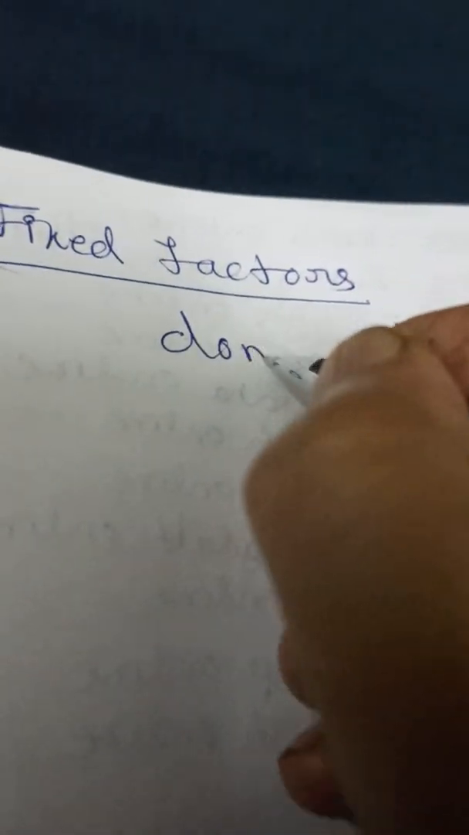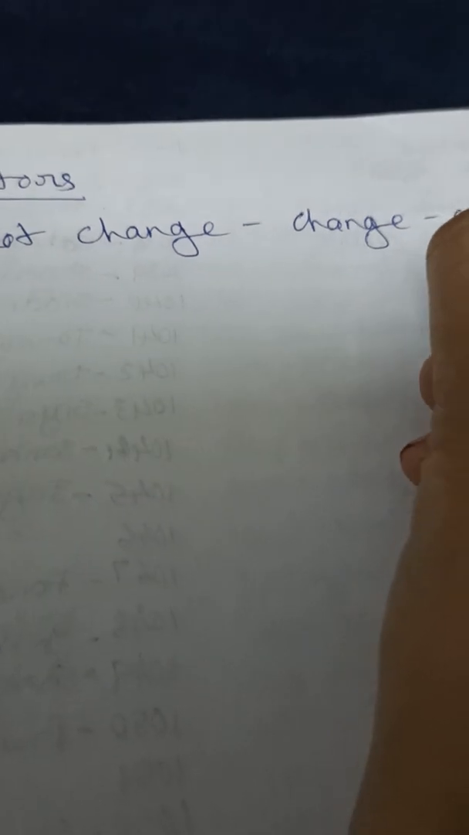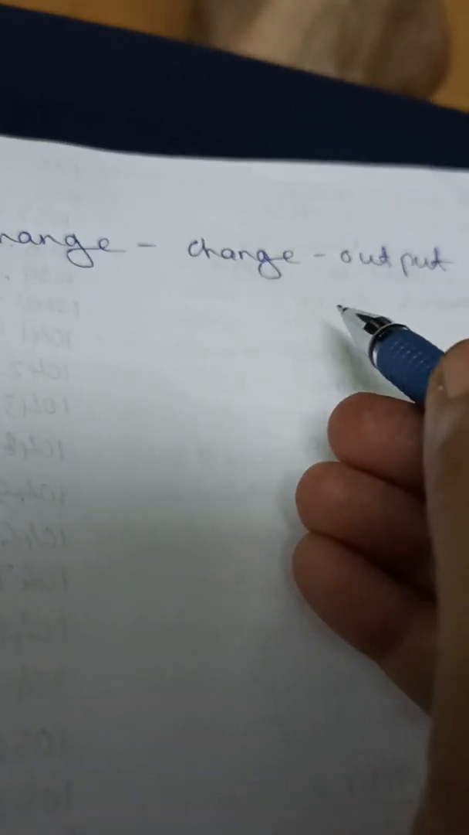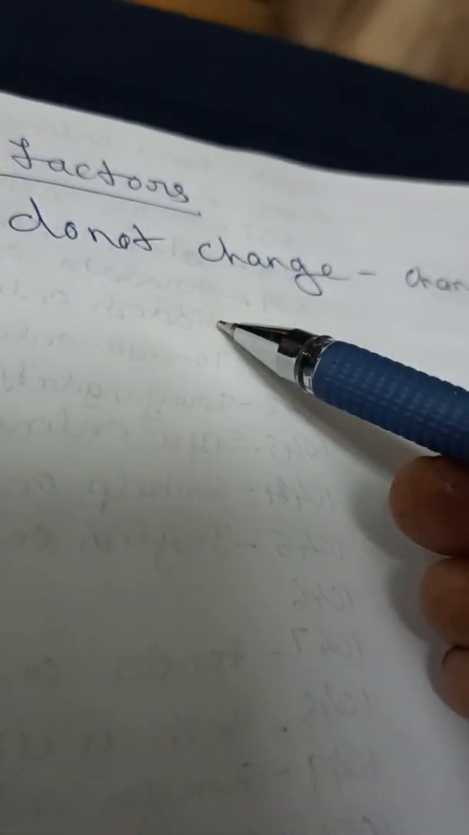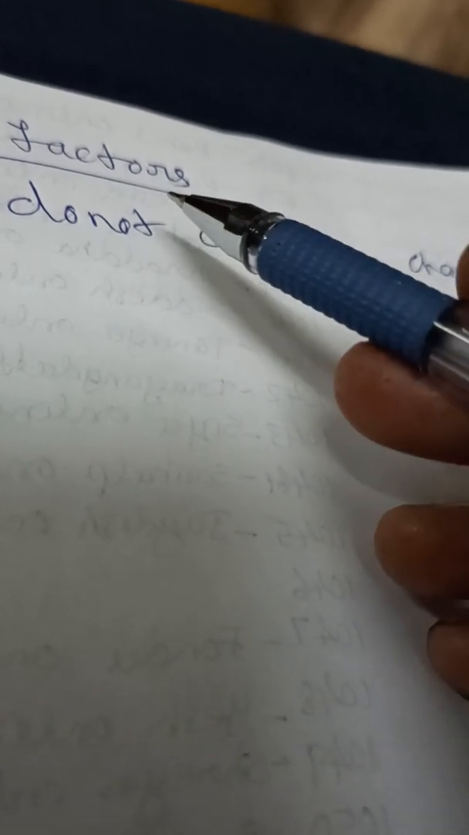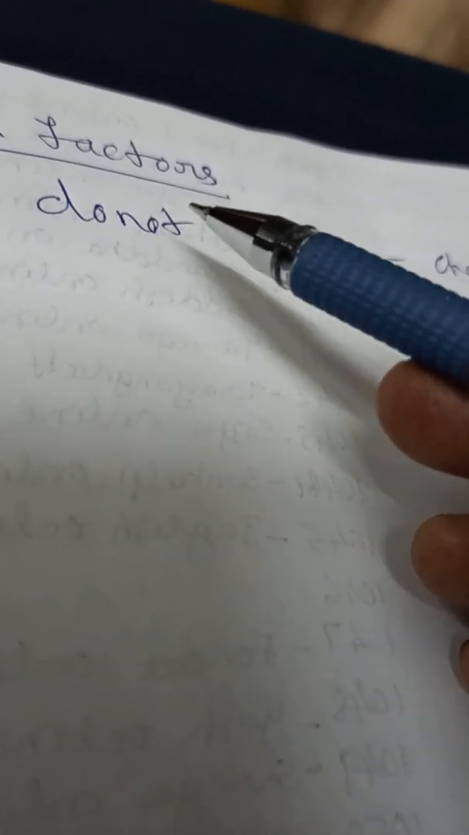What are fixed factors? These are the factors which do not change with change in output. Means these factors will remain same. Even though the output is more or less, this factor will remain same. It means this factor will not depend on the production. They will remain fixed, whatever may be the level of production, and those factors are called fixed factors.